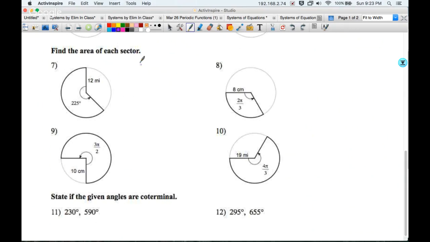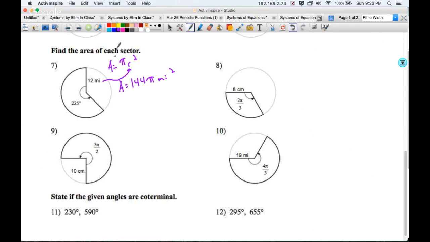All right, the area of each sector. The trick to finding the area of a sector is to find the area of the whole circle and then multiply by the percentage that's shaded in. You can do radians or degrees for this. You don't have to convert it at the beginning. So what is the whole area of this here? The whole area of this circle is pi r squared, but I'm going to plug in a 12 for radius. This is going to give me an area equal to 144 pi miles squared.